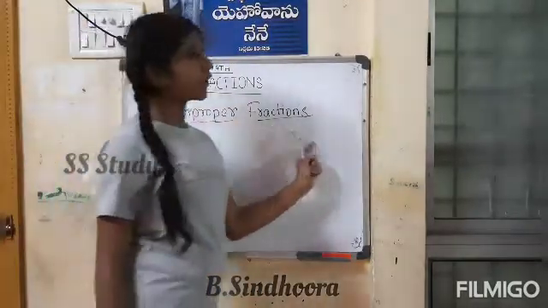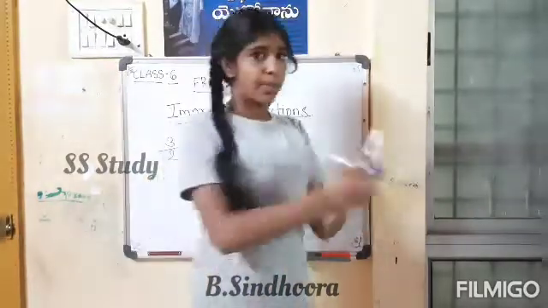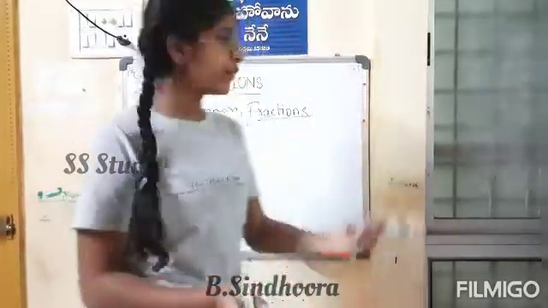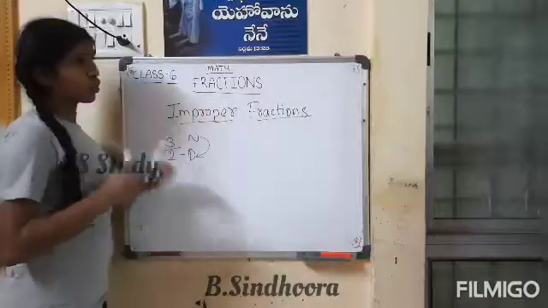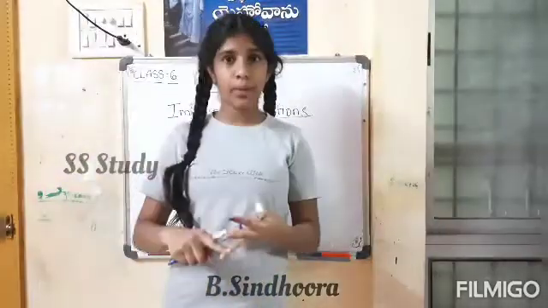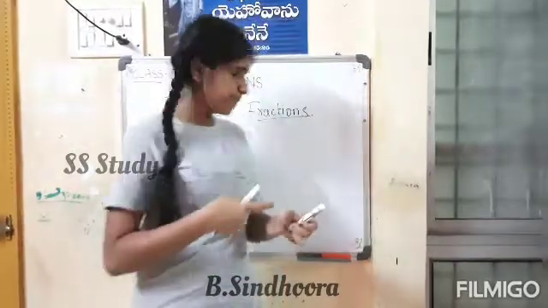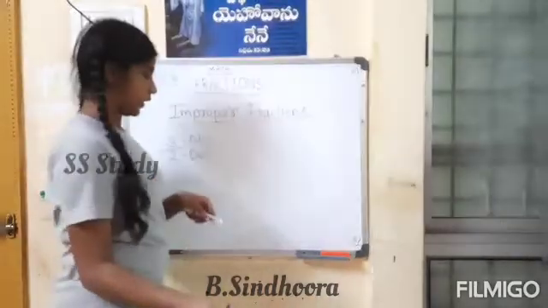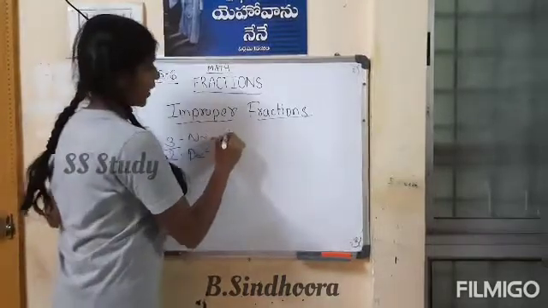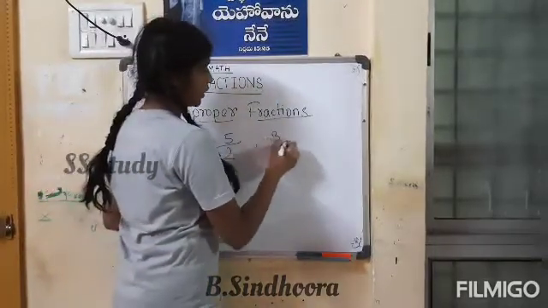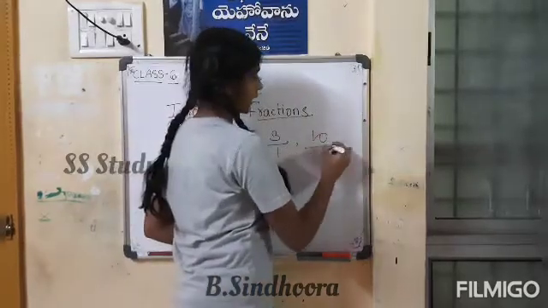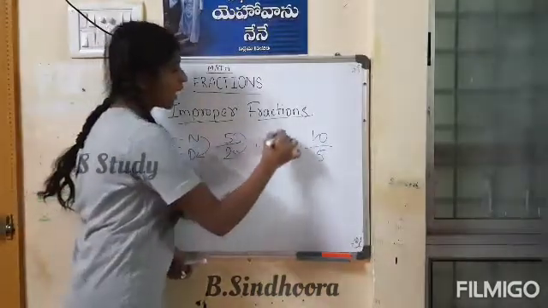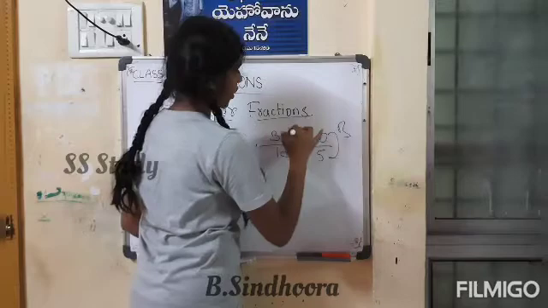The numerator will be bigger than the denominator. These are called improper fractions. Fractions will be proper, improper, like, unlike, and mixed fractions. So you need to understand what is proper, what is improper, what is like, what is unlike, and what is mixed. These are improper fractions, as the numerator is bigger than the denominator. For example, 5 by 2, 3 by 1, 10 by 5 are all improper fractions because the numerators are bigger than the denominators.